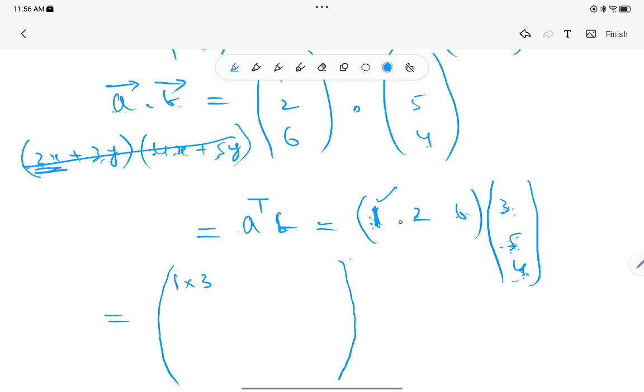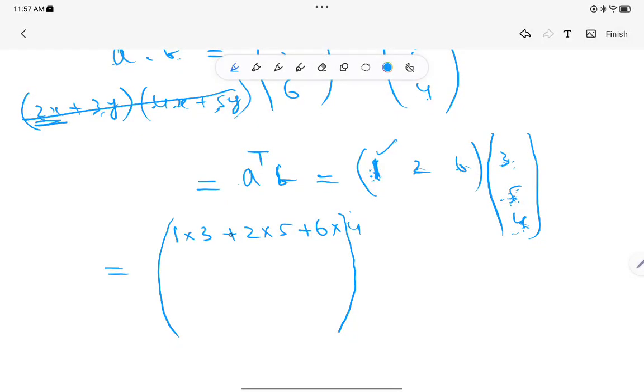Otherwise, if you write only 1 into 3, that means only a partial dot product. This is the dot product of only the x components. This will be the dot product of the y components. This will be the dot product of the z components. For the total dot product, you have to add them: 1 into 3, 2 into 5, and then 6 into 4. As you can see, this is actually much simpler than this product. Much simpler than this.